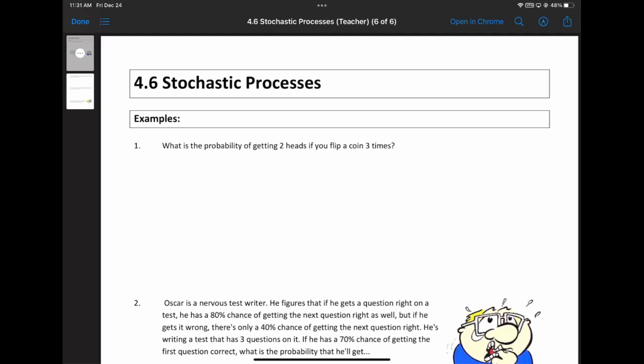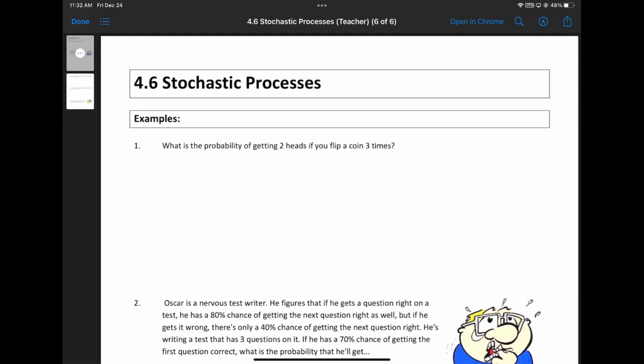So let's start off with one that we've done before, where we're just going to look at the probability of getting two heads if we flip a coin 3 times. Now I'm going to start off by drawing it exactly the same way that we would have drawn it back in Unit 2, I think, when we started doing tree diagrams. Anyway, let's just see what happens.